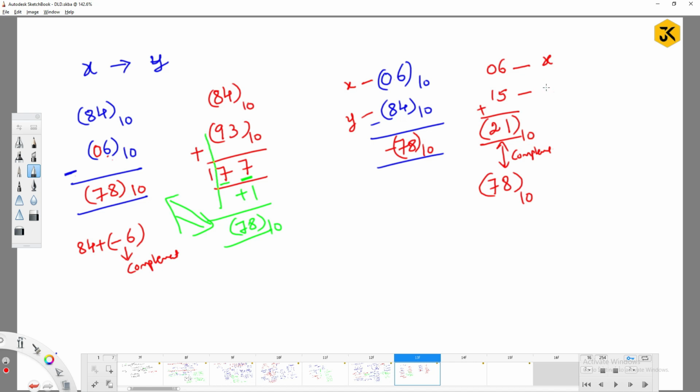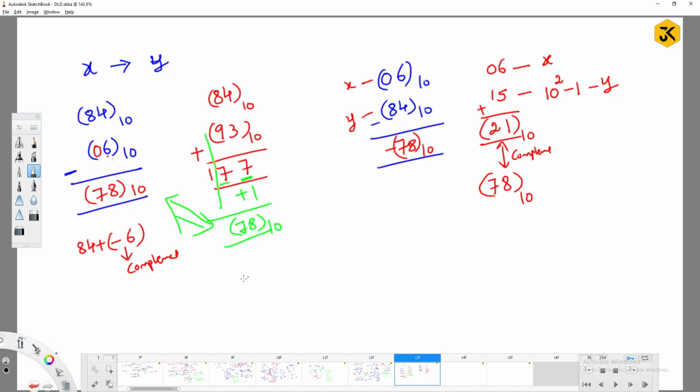Complement of y. 15, okay. What is the formula that we are trying to derive here? 10 to the power of 2 minus 1 minus y, minus 1. Right? So, here you can observe one important point.